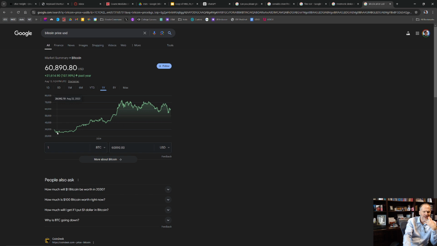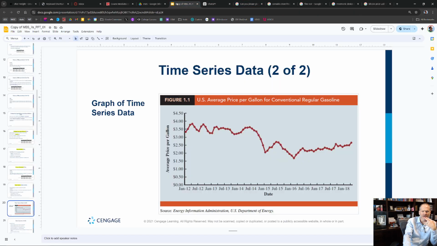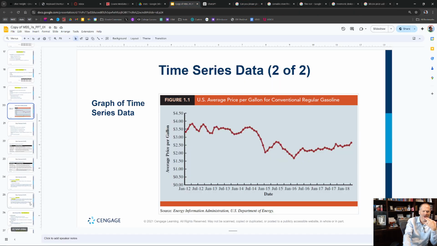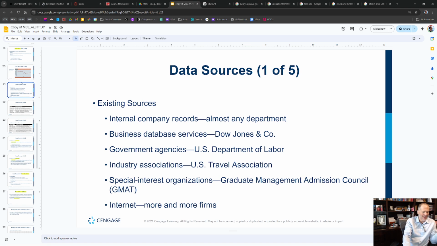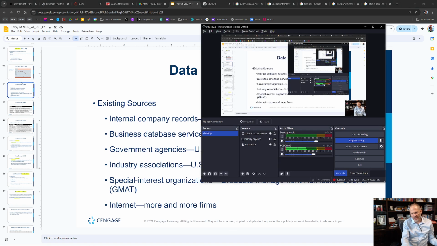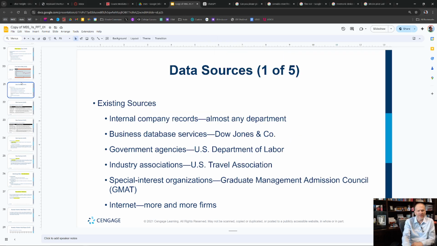That's amazing. Or you could do the max, and you could see it had this big drop right here. 2022 is down to like 16,000 a coin. That would have been a good time to buy it. And so this is time series data. It shows us data over time. That's the point. All right. I'm just going to make sure I'm recording, and I see those numbers going up, thankfully.